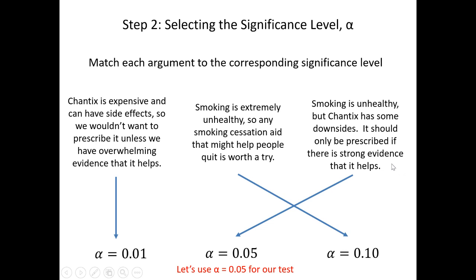And then the statement in the middle is kind of a little bit of both. We acknowledge that, yeah, we don't want people smoking, but then again, if Chantix is expensive or has other side effects, we wouldn't want to jump to use it without at least a good amount of evidence. So in that case, the intermediate alpha of 5% would be appropriate. Okay, so depending on you and your personal preferences, you could really make a case for any of these significance levels. Just for this video, I'm going to go with 5% and kind of acknowledge both sides of the coin.